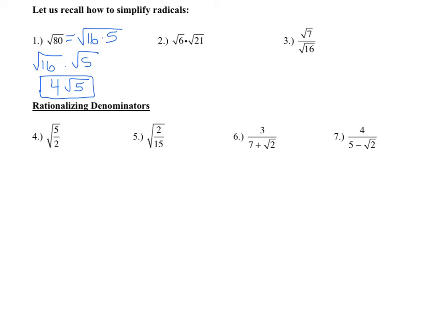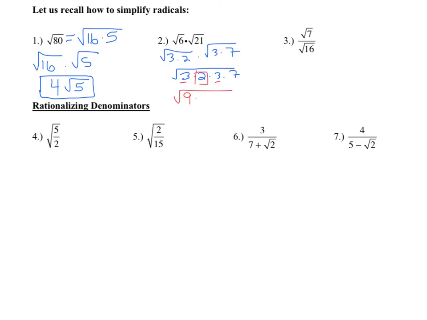We can also use the product property in reverse. If you've got the square root of 6 times the square root of 21, well, 6 is 3 times 2, 21 is 3 times 7, so we could combine these into a single radical and have 3 times 2 times 3 times 7. The important thing is that we now have 3 times 3. So we have a 9 under the radical.